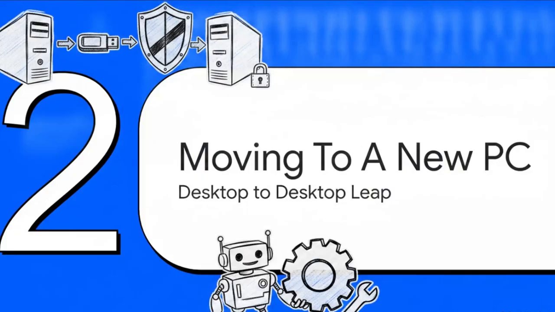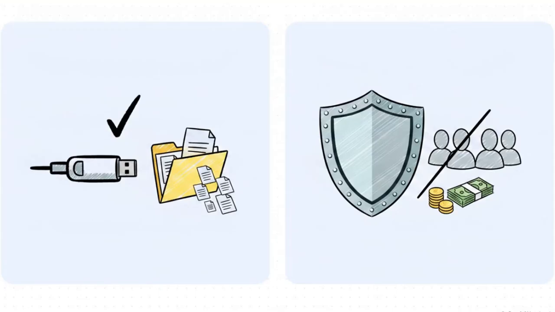Moving right along to Section 2, moving to a new PC. This is that classic desktop-to-desktop leap. We're going to hand the heavy lifting right over to the automated QuickBooks Migrator tool using a physical USB flash drive. Now, what's really fascinating here is looking at the tool's intentional blind spots.